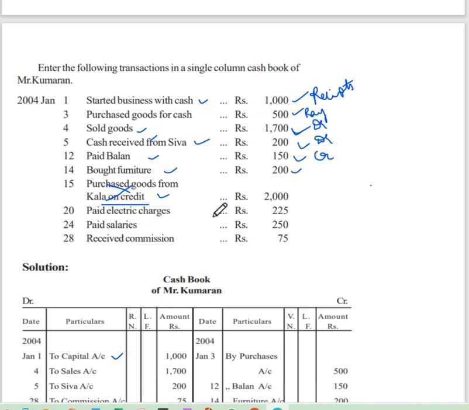Okay, here paid electricity charges, 225 rupees. It's a payment, cash payment, credit side. Next, paid salaries, 250 rupees. It's a payment, cash payments, credit side. Received commission, it's a cash receipts, it's a debit side.